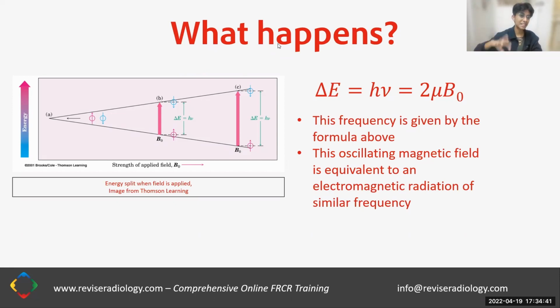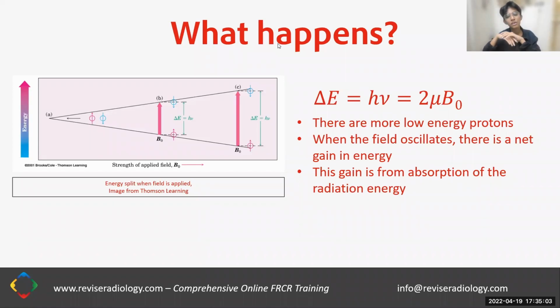So that might be a slightly difficult concept to understand. All this time we're talking about magnetic fields, and suddenly we're talking about electromagnetic radiation. So all we have to remember is that the electromagnetic radiation has the same effect as a magnetic field which is oscillating.